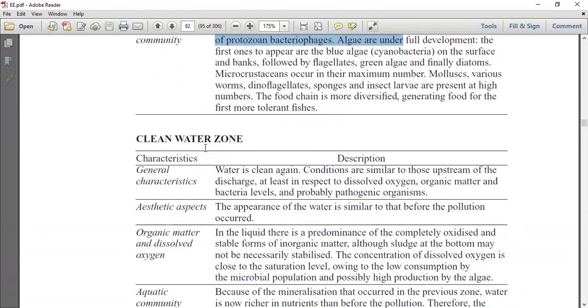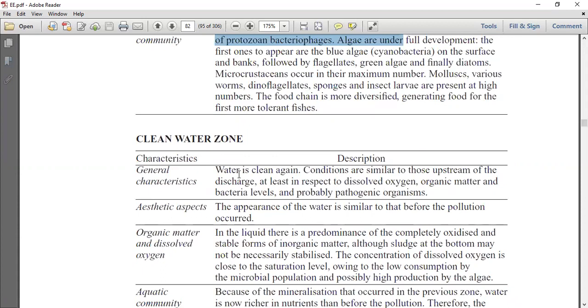The last is the clean water zone. Water is clean again. Conditions are similar to those upstream of the discharge, at least in respect to the dissolved oxygen, organic matter, and the bacteria level, and probably pathogenic organisms. Aesthetic aspect. The appearance of the water is similar to that before the pollution occurred.